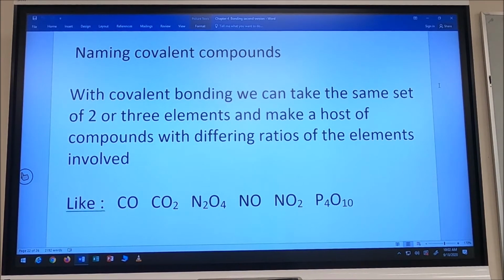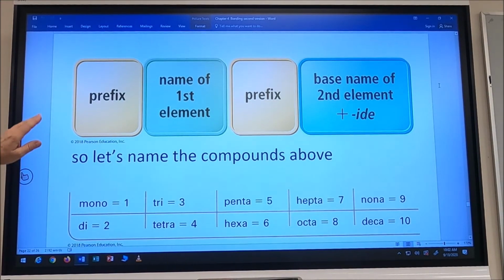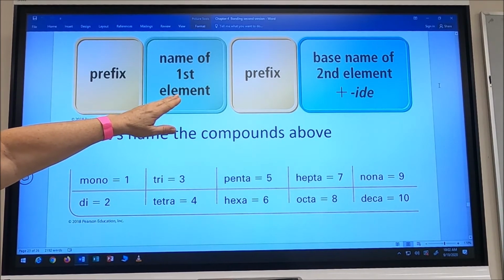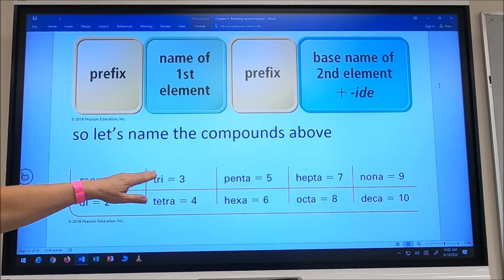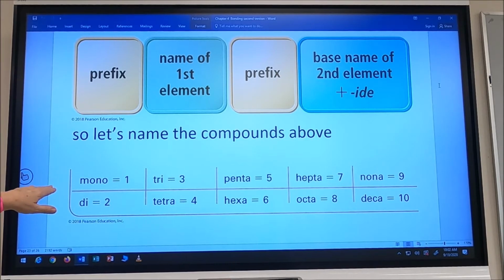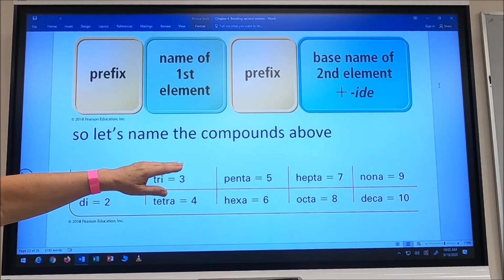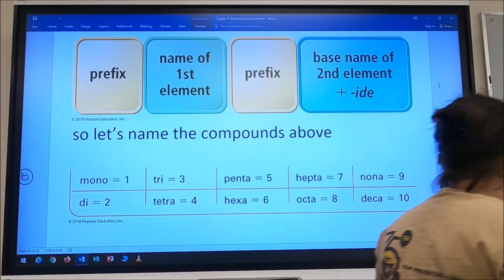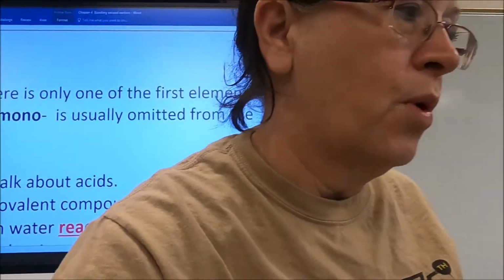So let's look at the pattern of naming covalent compounds, okay? So we're going to use a prefix, name of the first element, prefix, name of the second element, the base name with an IDE ending. And we're going to use the same prefixes that we were using for hydrates. Mono, di, tri, tetra, penta, hexa, hepta, octa, nona, deca. So let's look at some examples of how we're going to name this. Okay, let's head to the board.